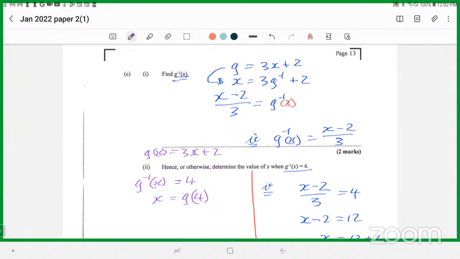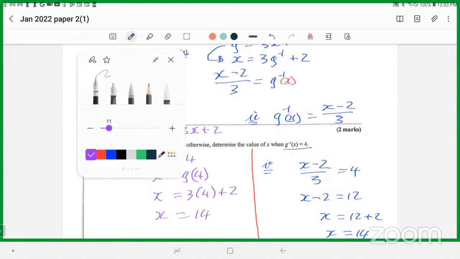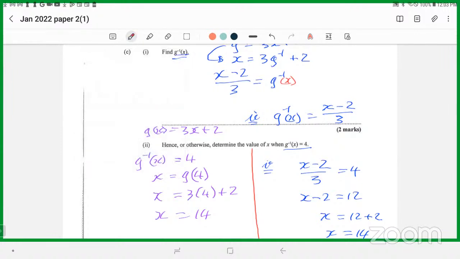So to get my G of 4, I just plug 4 into here. So you see, you get 3 times 4 plus 2, which is still 14. So you see the x is still 14. The important thing to realize is that this means this. The two don't mean each other. Something good to know, which is something we want to cover tomorrow.